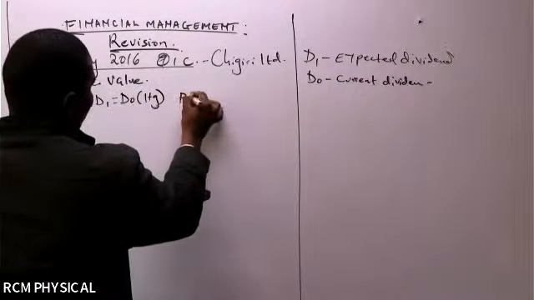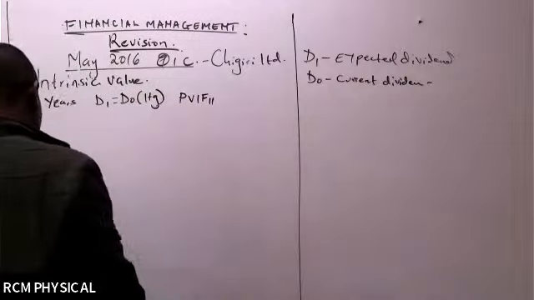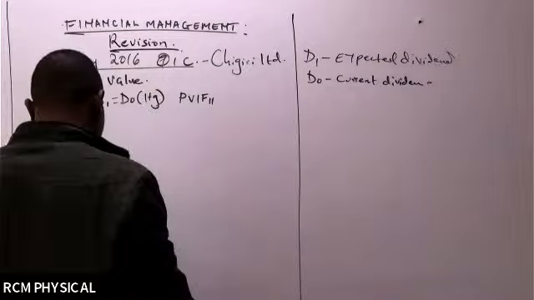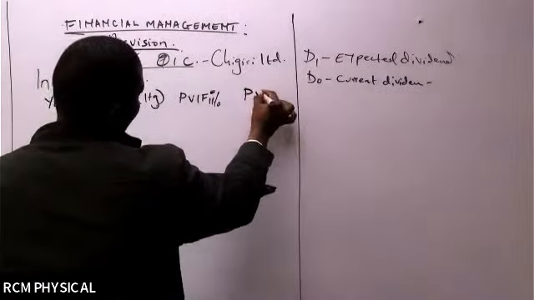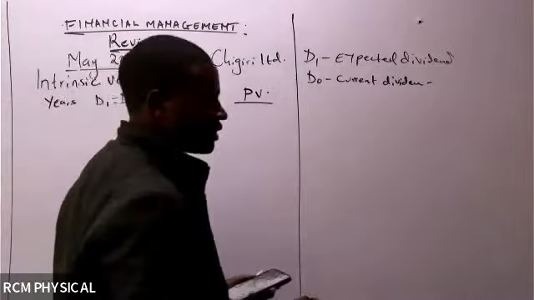Then we shall be getting the present value. We shall be discounting using which percentage? The cost of capital, 11%. Okay, we get the present value. Of course, the summation of that will give us the intrinsic value.